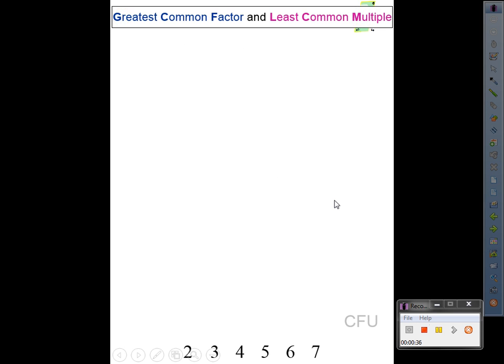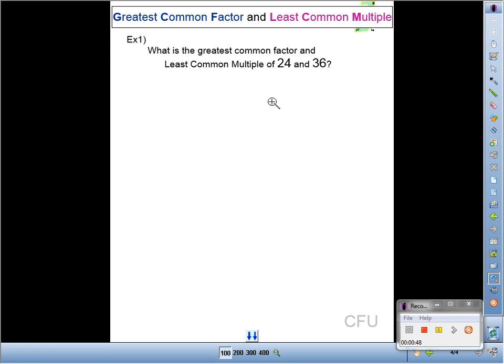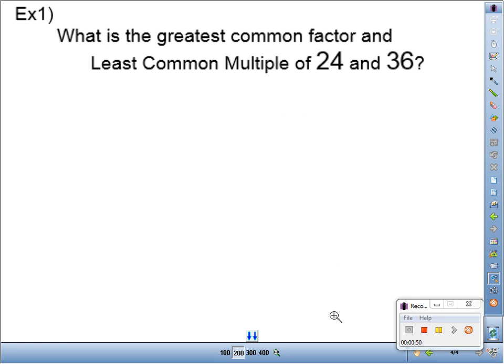So with that said, copy this example. Example number 1: What is the greatest common factor and least common multiple of 24 and 36? Let me see if I can zoom in. Greatest common factor and least common multiple of 24 and 36. Copy that, please.